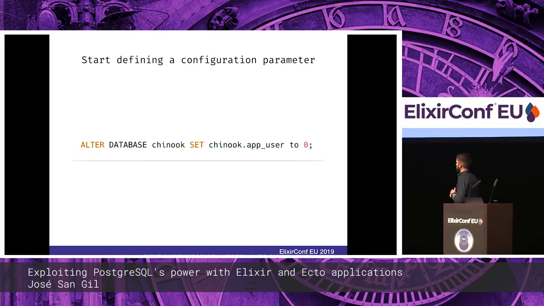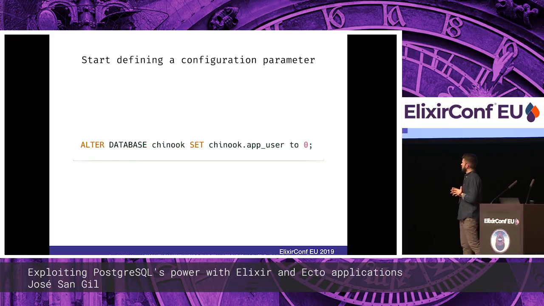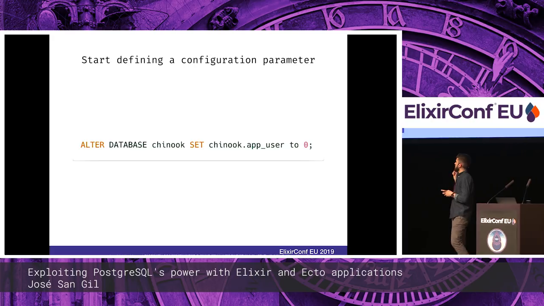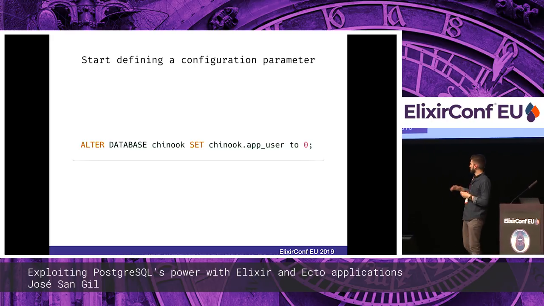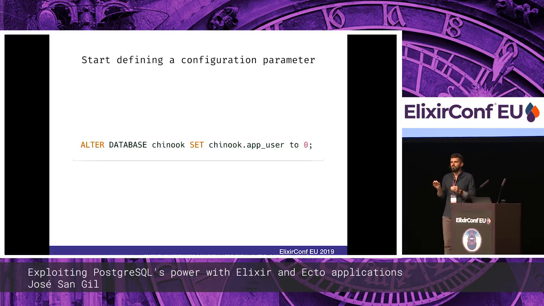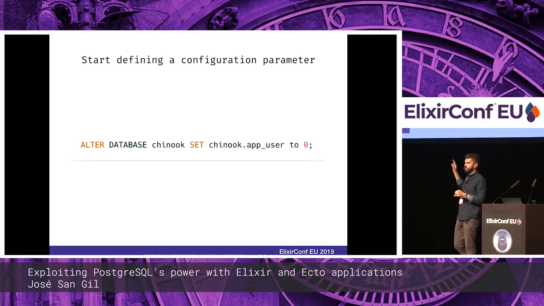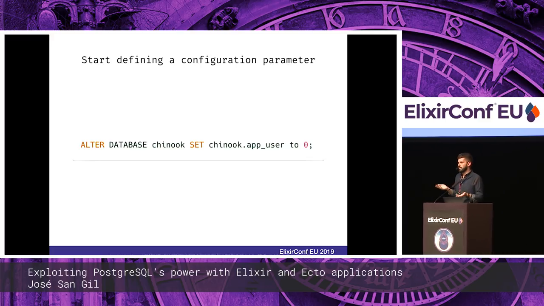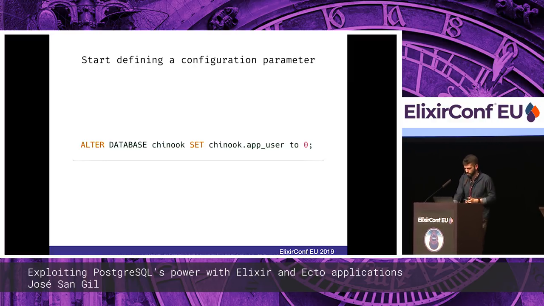How do we do that? First, we're going to create a configuration parameter in the database. This is just altering my database and defining a configuration parameter called Chinook app user. I'm going to set it to 0 because I'm expecting user IDs. The user IDs are the primary keys of the user table, which happen to be integers or big integers. So when the value is 0, it means there is no current user set in the database.